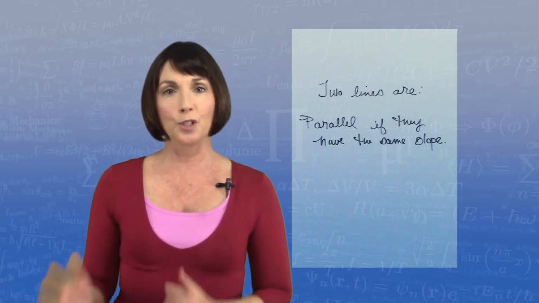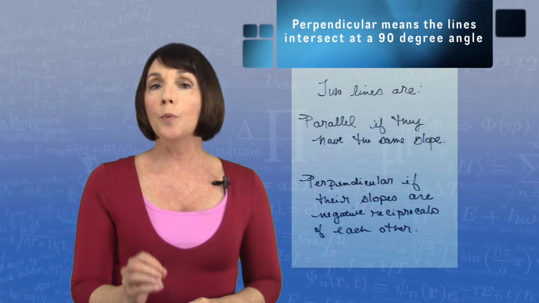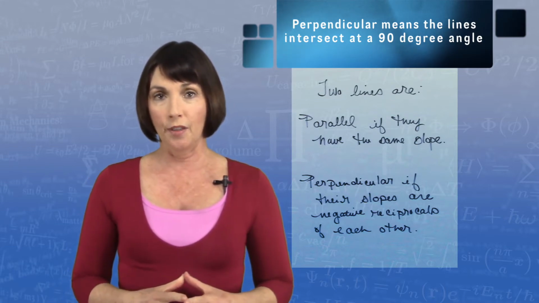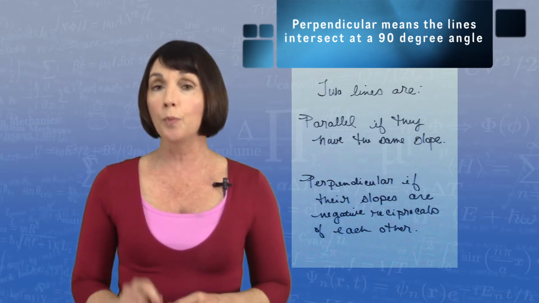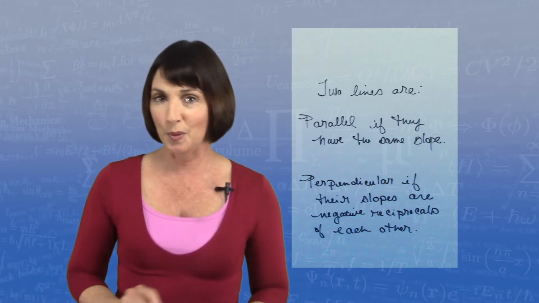They have no slope. Lines are perpendicular to each other if their slopes are negative reciprocals of one another. That means the product of those slopes will be -1. Let's do a couple of examples to see how this works.